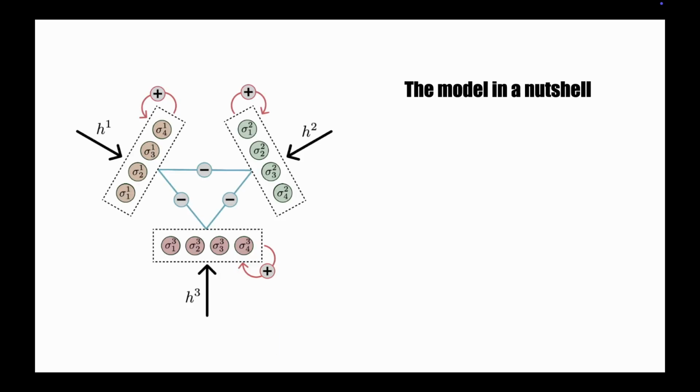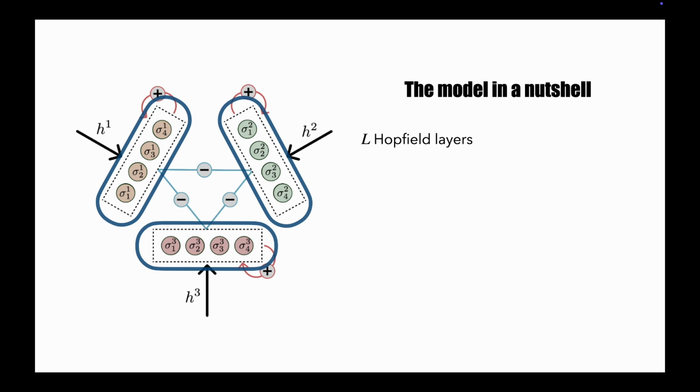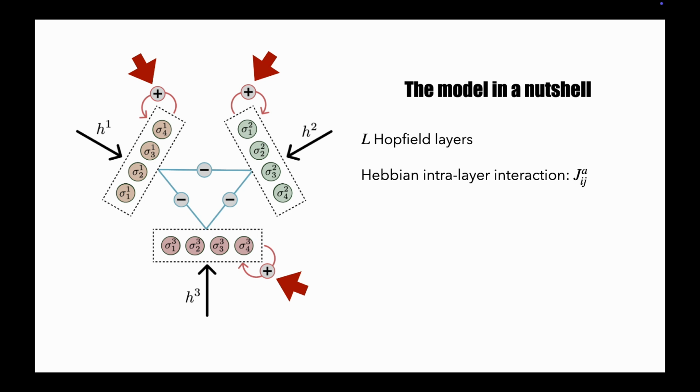We consider not just one, but L coupled Hopfield networks, all running in parallel. Each layer hosts its own configuration of spins and can retrieve a different stored pattern. Inside every layer, neurons interact through the same correlation matrix of the stored patterns. This ensures that each layer behaves as an associative memory.